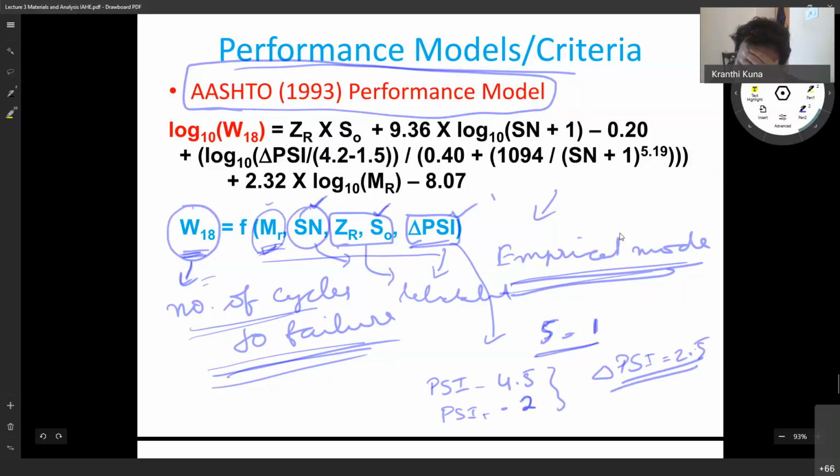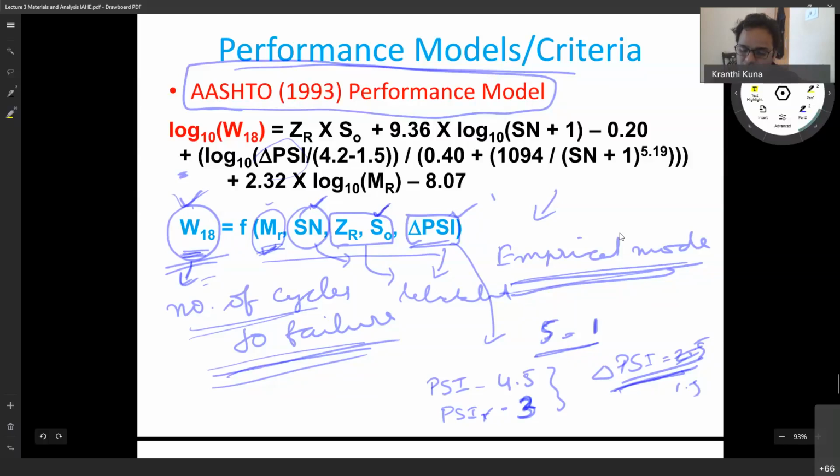So the larger this gap, the larger this value. Say, for example, if you are considering a very high-level road for which you want to take 3 as the terminal serviceability value, then this will be 1.5, and the design life for that particular pavement will be less. Same pavement, but by changing the delta PSI, the design life comes out less. Similarly, the reliability as well.